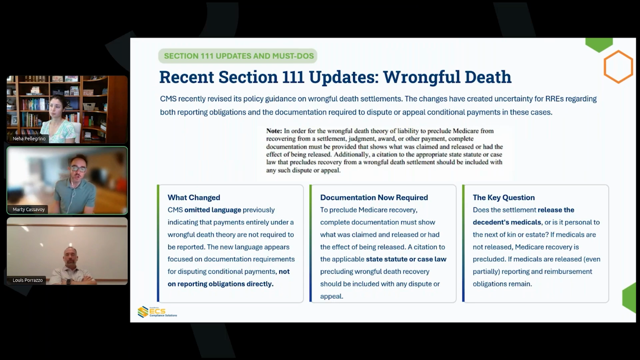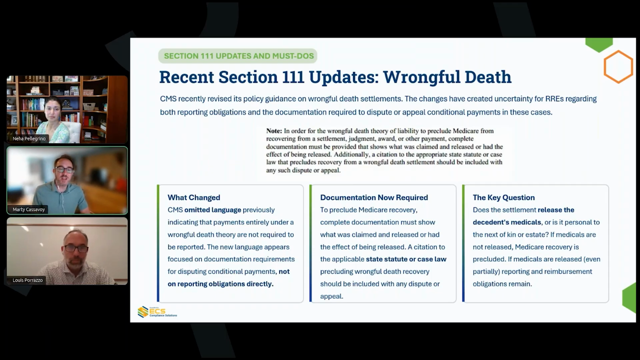So I'll just read the new policy. It's only a couple sentences. It says, in order for the wrongful death theory of liability to preclude Medicare from recovering from a settlement, judgment, award, or other payment, complete documentation must be provided that shows what was claimed and released, or had the effect of being released. Additionally, a citation to the appropriate state statute or case law that precludes recovery from a wrongful death settlement should be included with any such dispute or appeal.